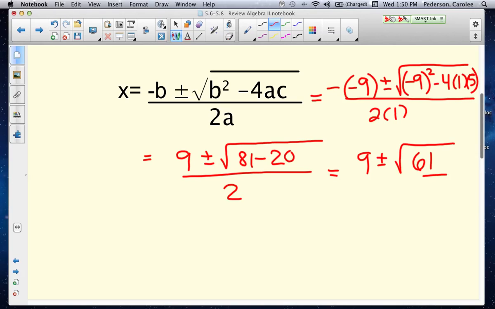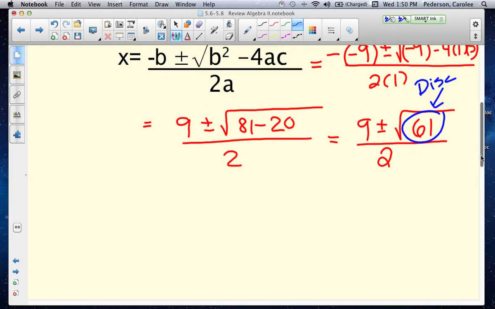What's the fancy word underneath that radical called? What's this thing? This is the discriminant. So the discriminant is positive, so that means I have how many real solutions? 2. And then you try to reduce down that square root of 61 if you can. In this case, we can't. So we're done.